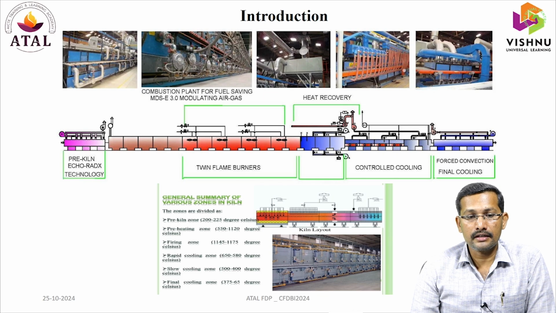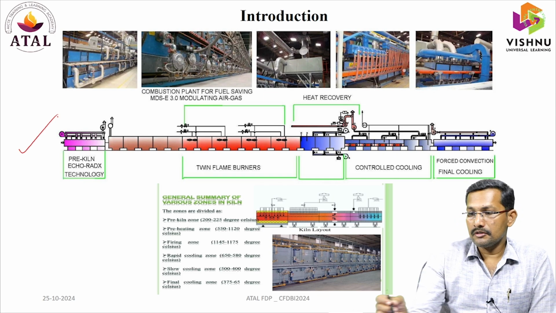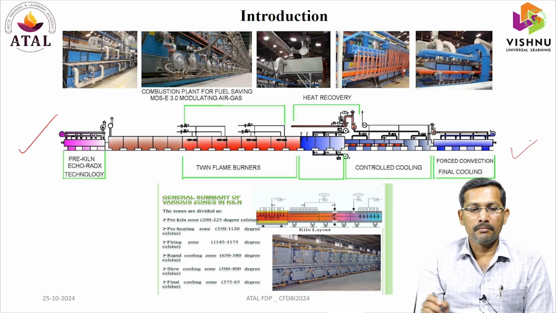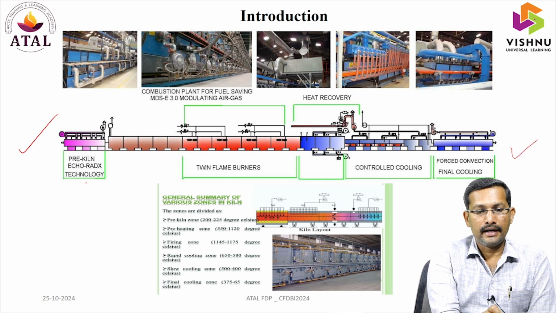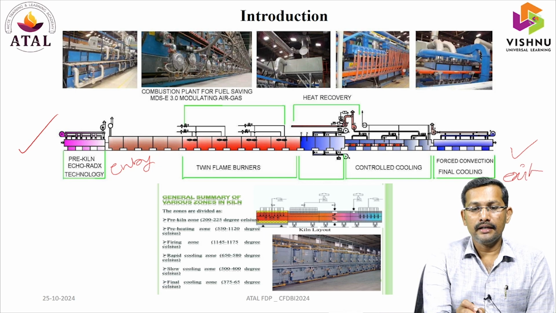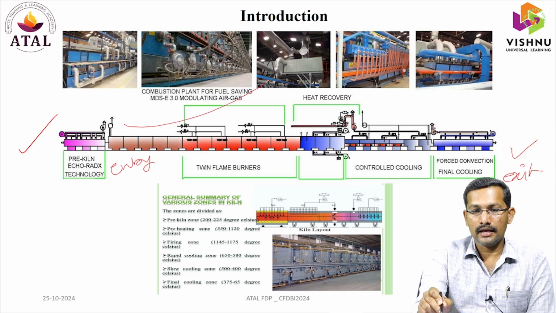Then below, we can see this diagram, which is nothing but the kiln from the beginning. This is the pre-kiln eco redox technology. From here, this is the tile entrance. This is the entry, and correspondingly this is the exit, the final cooling. At the entry you can see that this red color is slowly increasing, which clearly indicates that the temperature increases. The temperature curve is like this.